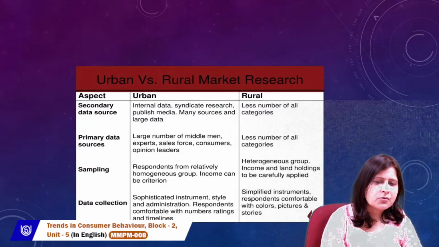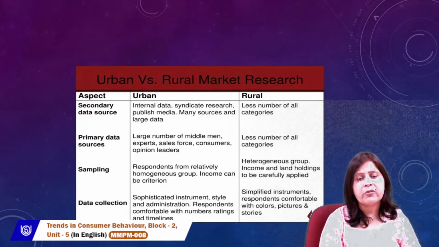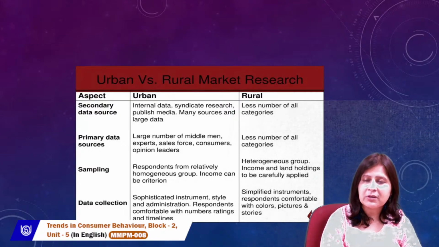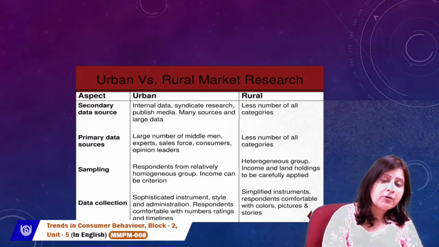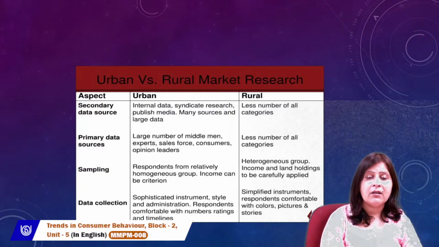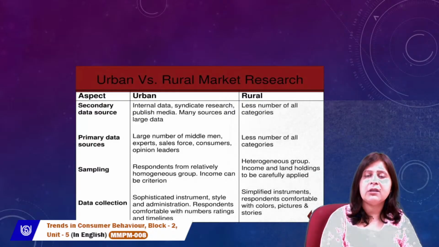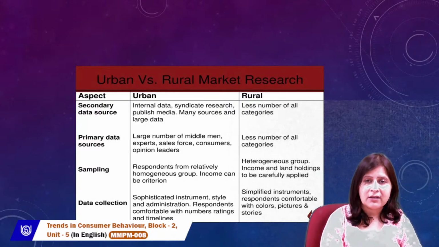Then the primary sources, right? In primary sources in urban areas, a large number of middlemen are there, right? Experts, sales force, consumers, opinion leaders are there. But in rural areas, there are fewer of all categories. There may be fewer middlemen, right? Or experts might not be there, right? Consumers and opinion leaders could be fewer, right?